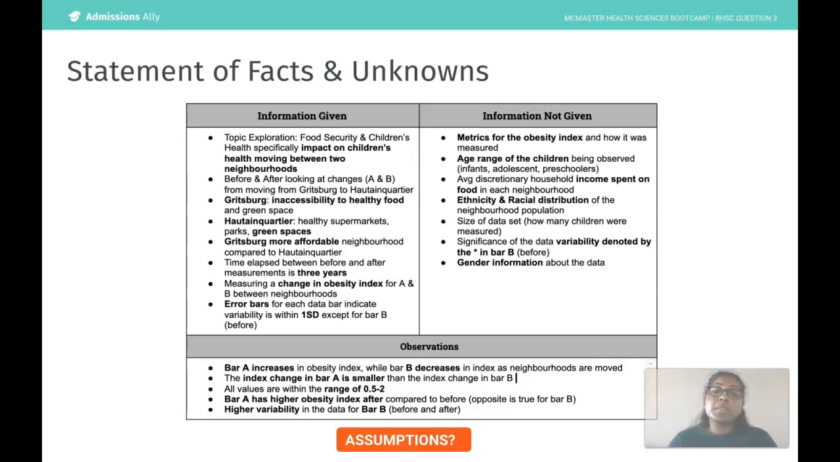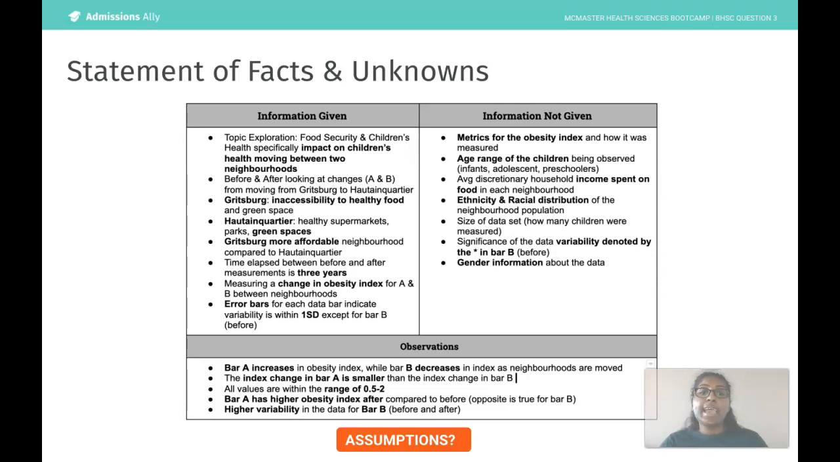So here, I think some of the key information pieces that are given that we need to focus on is what the topic is, which is food security and children's health, what the before and after state are, and what's the time elapsed between that before and after state. How does the study present the two neighborhoods that are being given, so Gritzberg and the Haitian Courtier. Which one is defined as a little bit more healthy. One's given more access to parks, more green spaces, and the other one is riddled with fast food joints, not such a healthy place. One is more of an affordable neighborhood than the other.